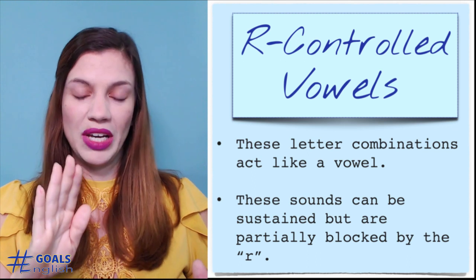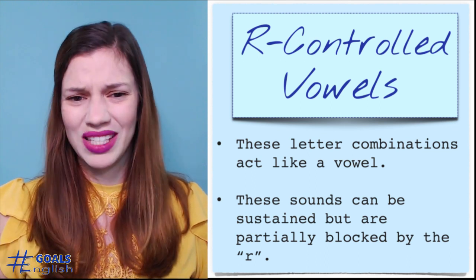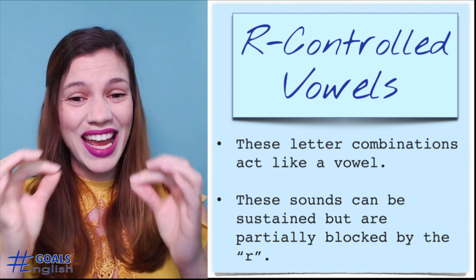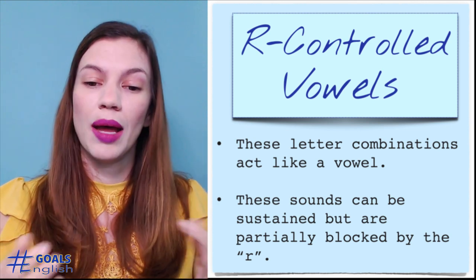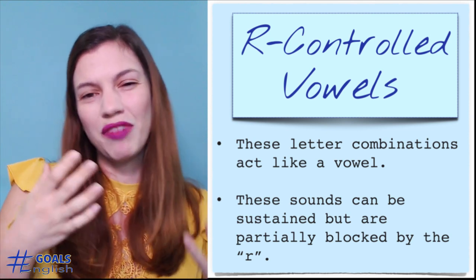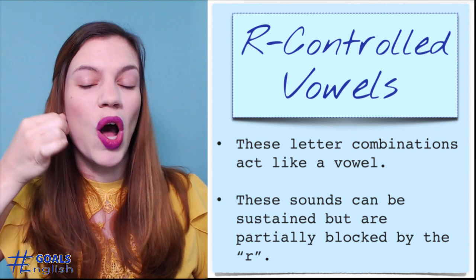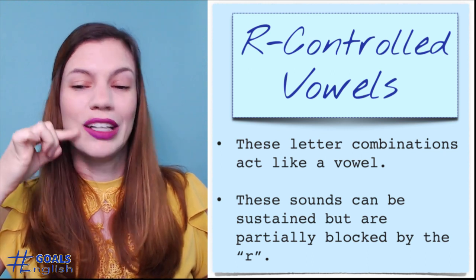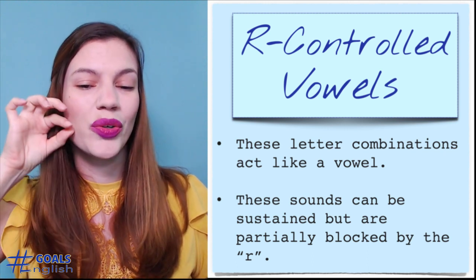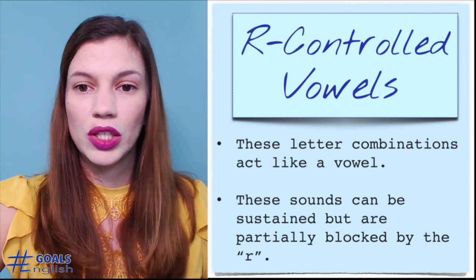Next we have R-controlled vowels, which are often some of the hardest sounds to learn in English. They are letter combinations like E and R together that make a very specific sound. It's sustained, right? You can hold it out, but it is partially blocked by the R. So it's kind of in between a vowel and a consonant, right? When you make R, you're not touching your tongue anywhere, so it's only partially blocking the sound, not fully. So let's take a look at some of these.